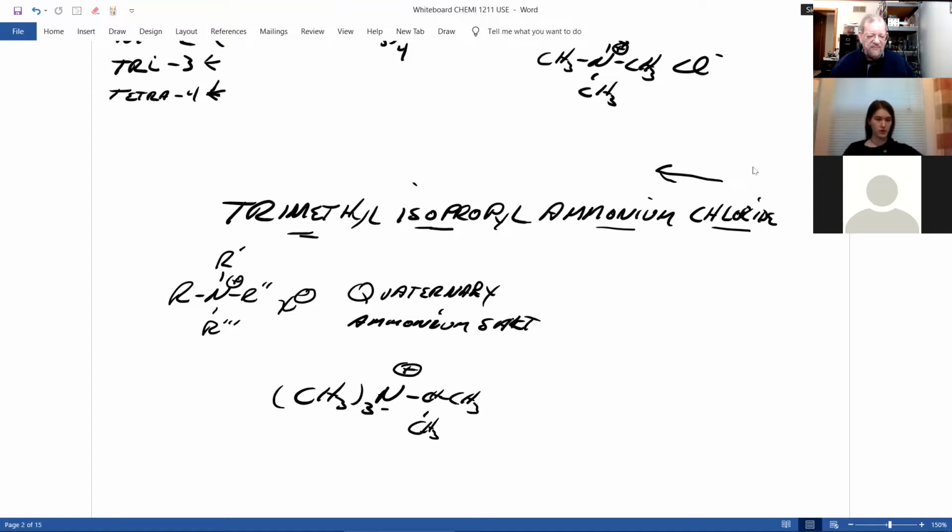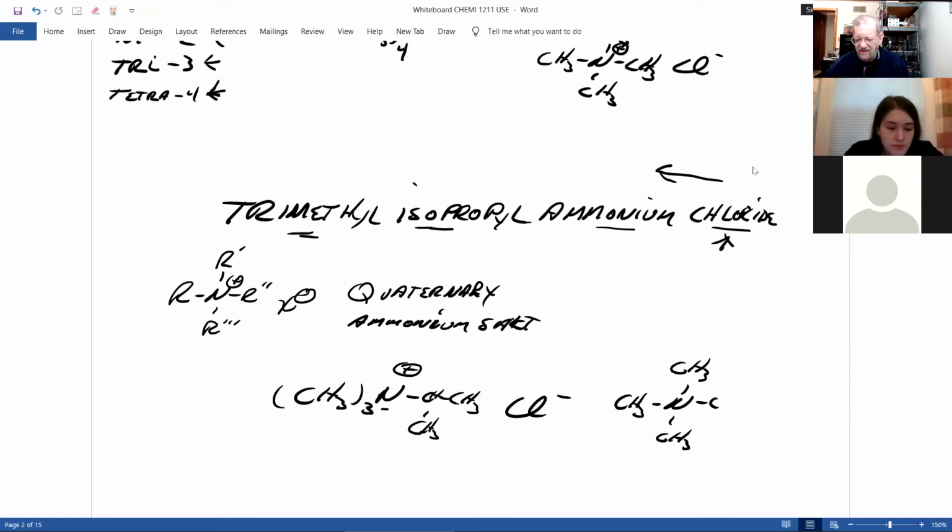One thing, you don't have to put the charges down. I will. What's the anion? Chloride tells you it's the Cl minus, chloride anion. And there's another way you could have drawn this. 3 sides have methyls. Doesn't matter which 3 sides. Again, you do not have to put the charges down, but I will. And that would be trimethyl isopropyl ammonium chloride.